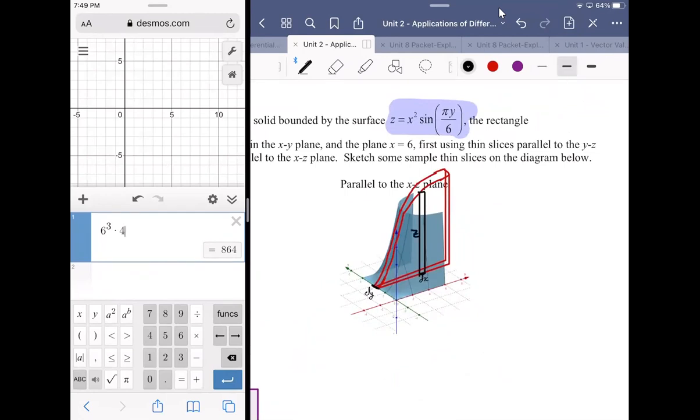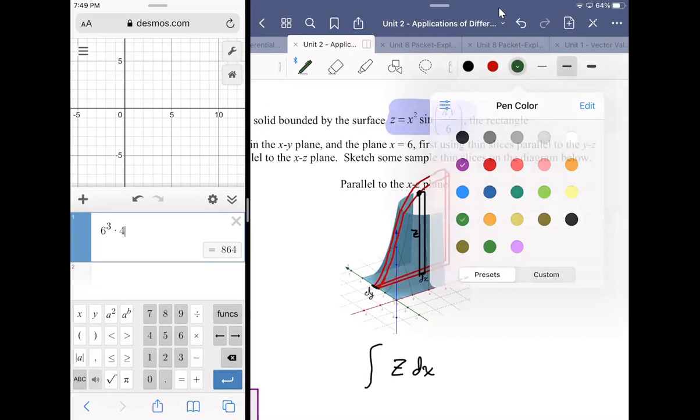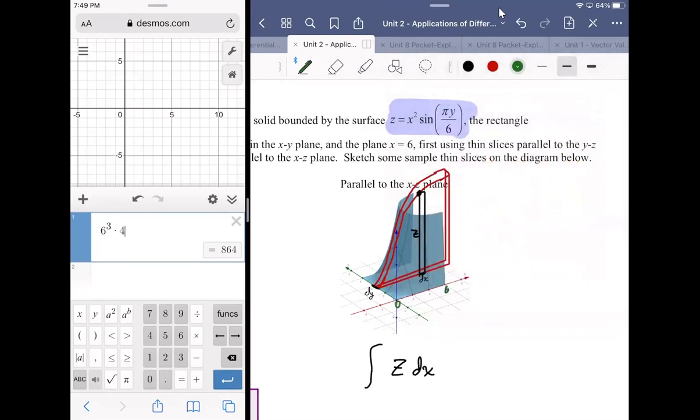So z would represent the height here. So it would be z multiplied by dx integrated over the interval of 0 to 6. Integrate being the last word of the day. And then applying the same idea, once we figure out the area of that face, we incorporate the thickness, the dy, and integrate that from its beginning to its end.